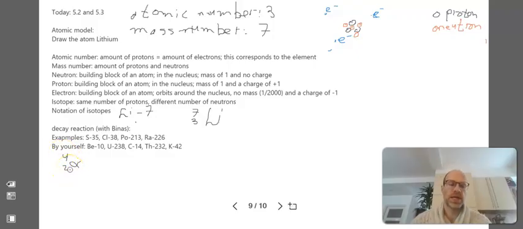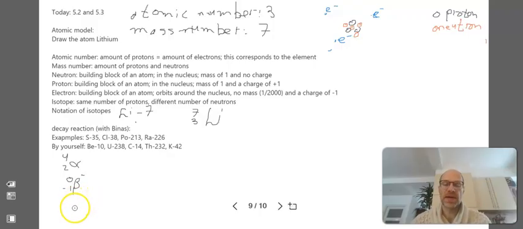A different way is with beta decay. With beta decay, a beta particle or an electron is emitted, and that is formed because a neutron is changed into a proton and an electron is repelled. This is an electron, it has no mass, so the mass number is 0, and it has a charge of -1, so that is why the atomic number is -1.